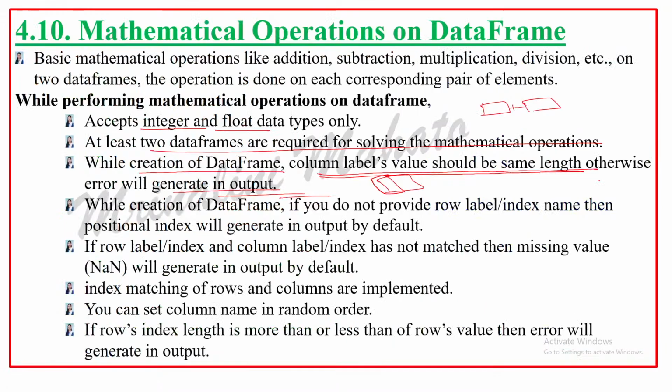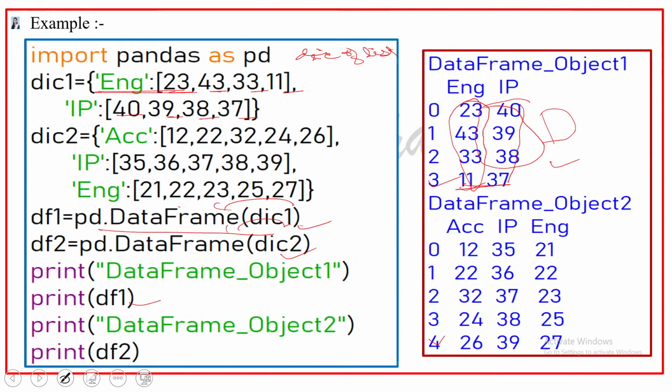Next statement. While creation of data frame, if you do not provide row label or row index name, then positional index will generate in output by default. Look here, I did not provide an index name in pd.DataFrame dic1. So that is why positional index will generate as the row index.